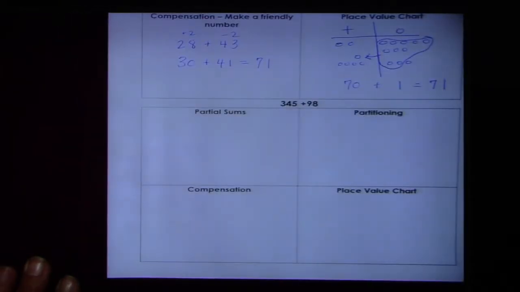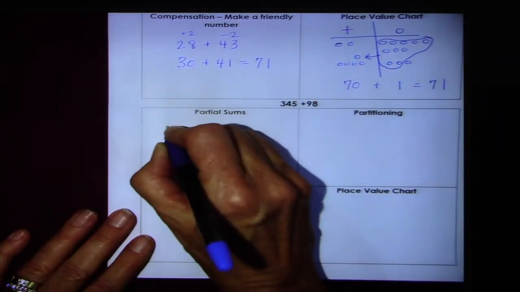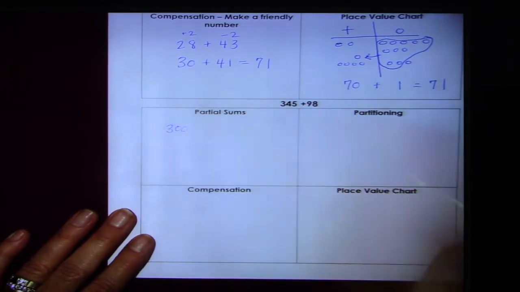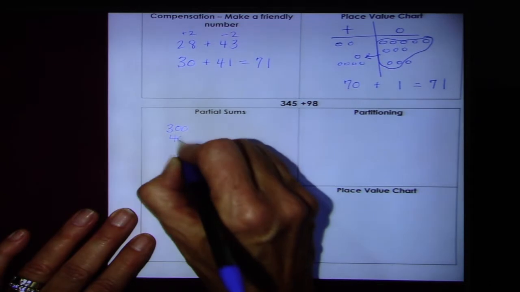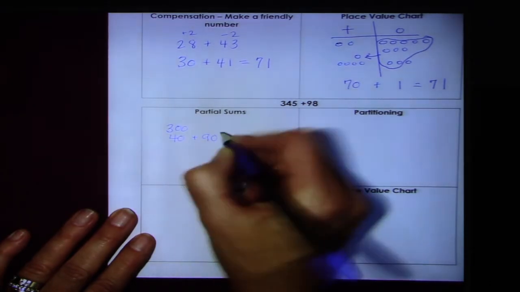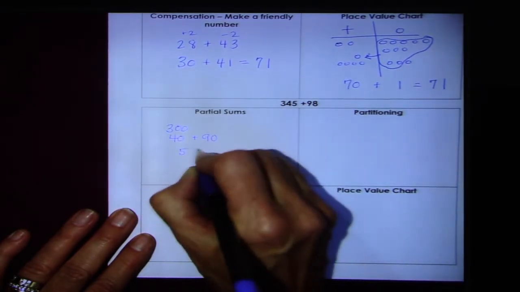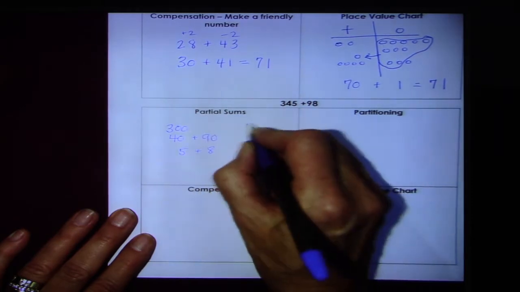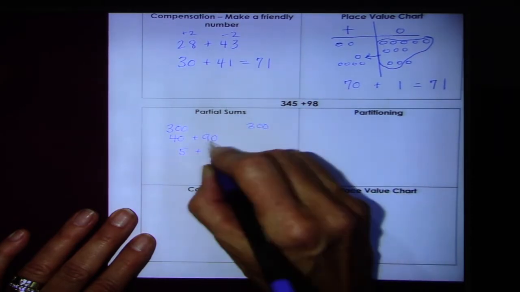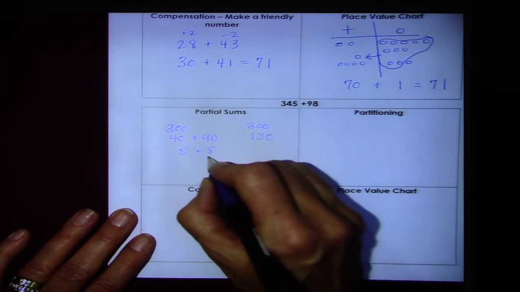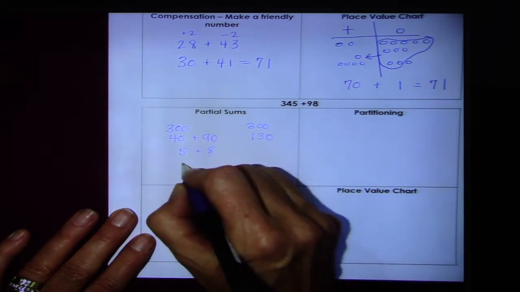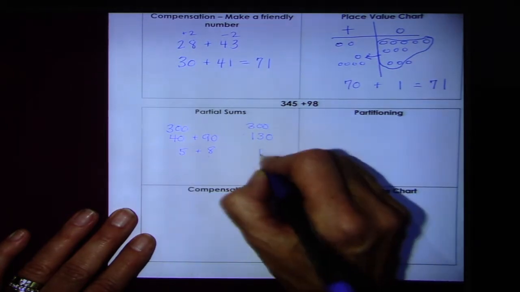Okay, let's try it with bigger numbers. So what is partial sums going to look like? 300, I don't have anything to add it to. 40 plus 90, and 5 plus 8. So that equals 300. I go 90 to 100 is 10, 130. 8 and 2 more is 10, and 3 more is 13.